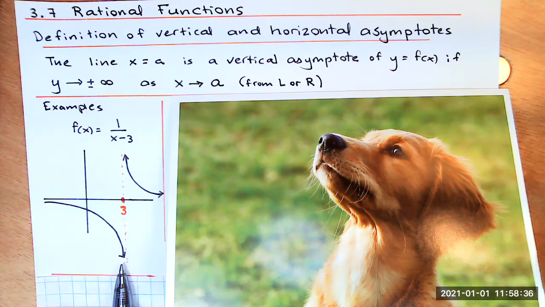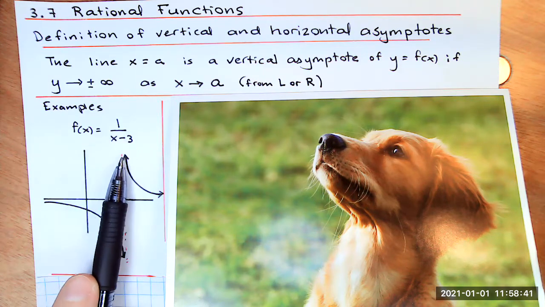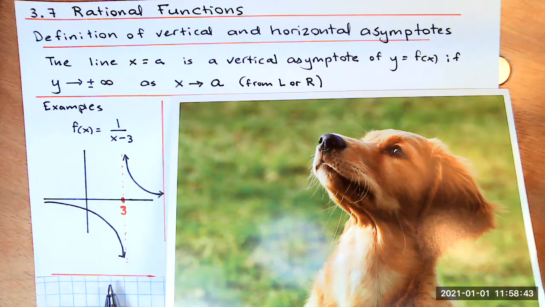And if you noticed that the vertical asymptote is where the denominator equals 0, then that would be no coincidence. That's exactly why we have a vertical asymptote at x equals 3. Let's look at another example.